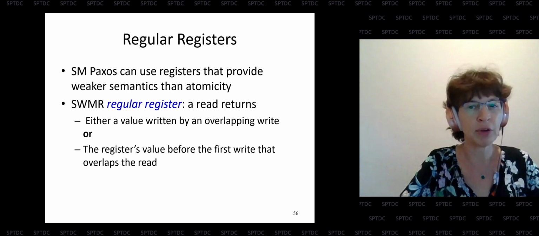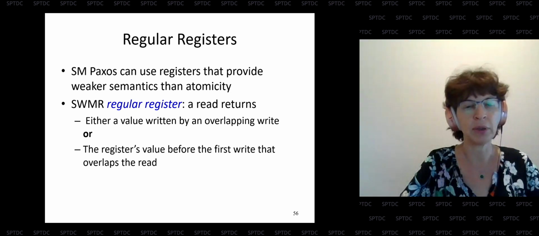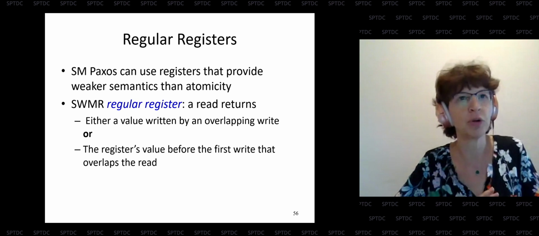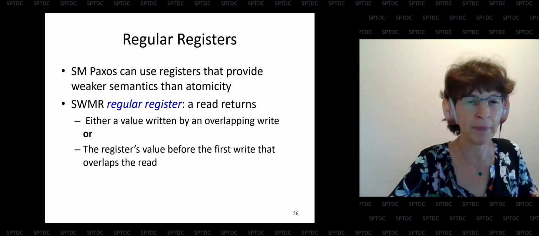What is a regular register? A regular register ensures that the read returns either a value written by an overlapping write or the register's value before the first write that overlaps the read. I know this is a mouthful, so let me try to explain it a little bit more slowly.